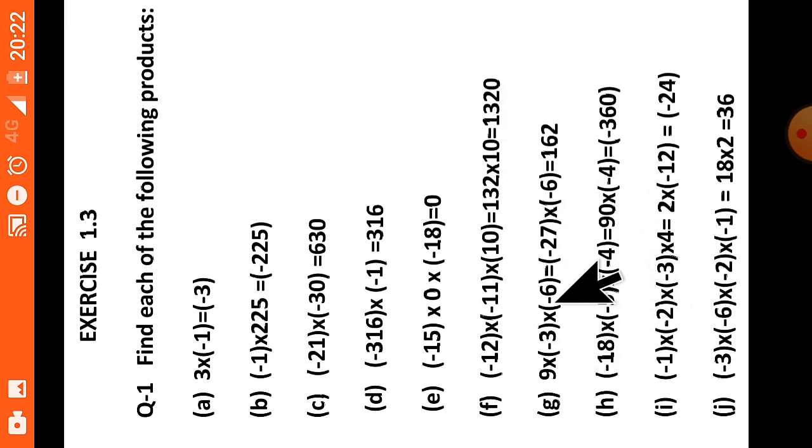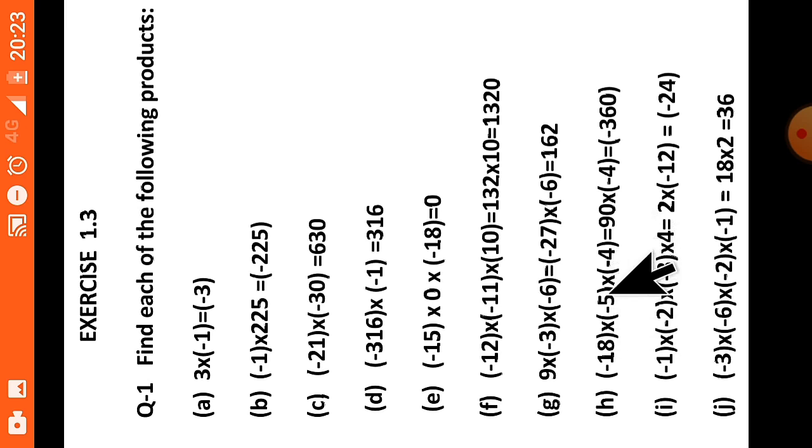9 into minus 3 into minus 6. So 9 into minus 3 is minus 27 into minus 6. So minus 27 into minus 6 will be 162 and minus minus will be plus. So plus 162.